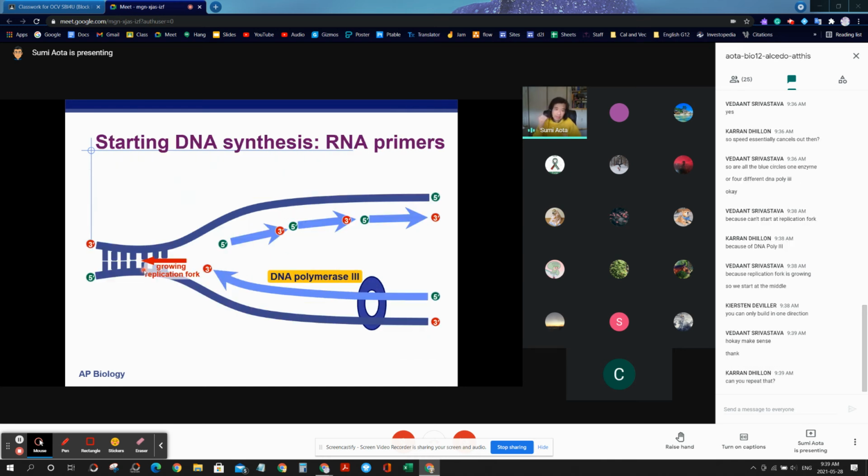Okay, now Vedant had a really good question earlier, 2 days ago, which was, wait a minute, how does DNA poly then know how to start? Let me grab a jacket.